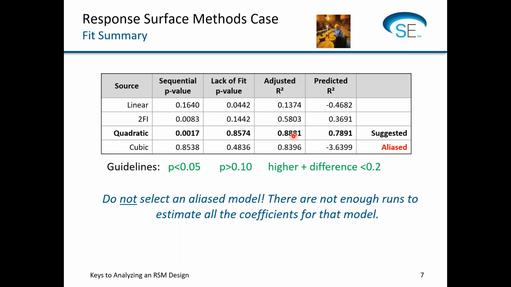The desired model, the best model, should have a difference between adjusted and predicted of no more than about 0.2. So we want higher R-squareds with a difference less than 0.2, approximately 0.2. That's not set in stone by any means, but it's a guideline to follow. That means that you have successfully chosen a model and you have not overfit the model.